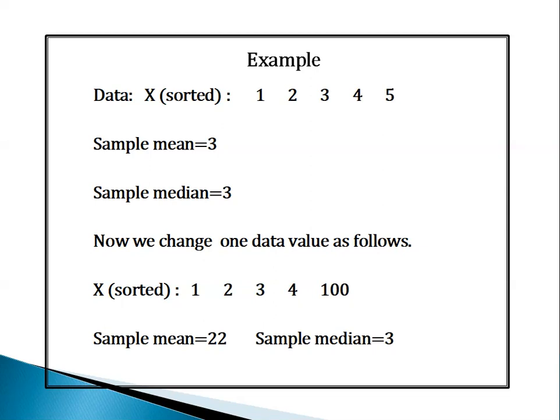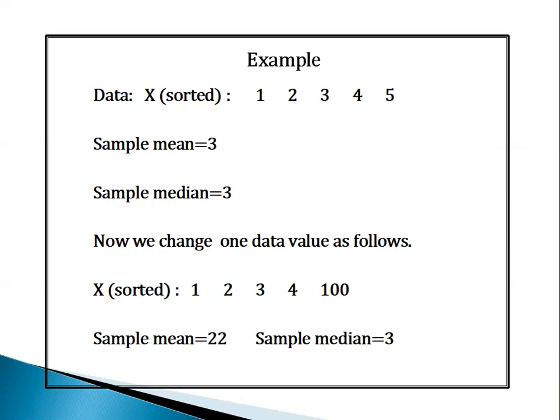For example, take the data set 1, 2, 3, 4, 5, and we have to find the mean and median. As it is an odd number of observations, the middle number is present and that is 3, so the median is 3. Now we have to calculate the mean for this data set.